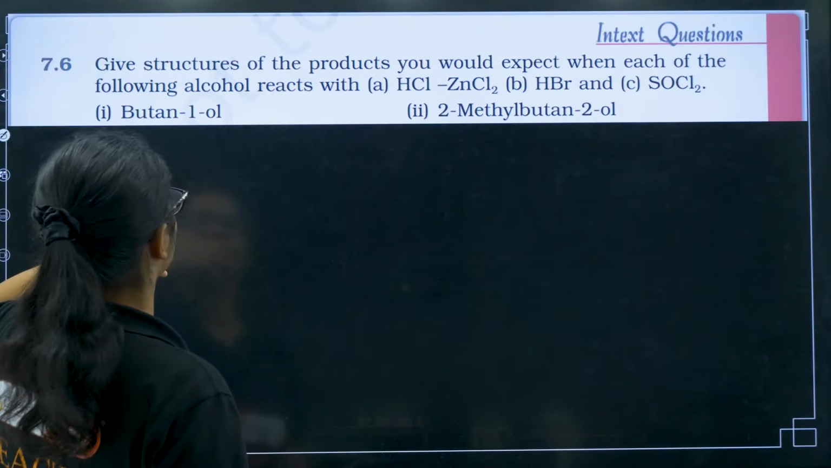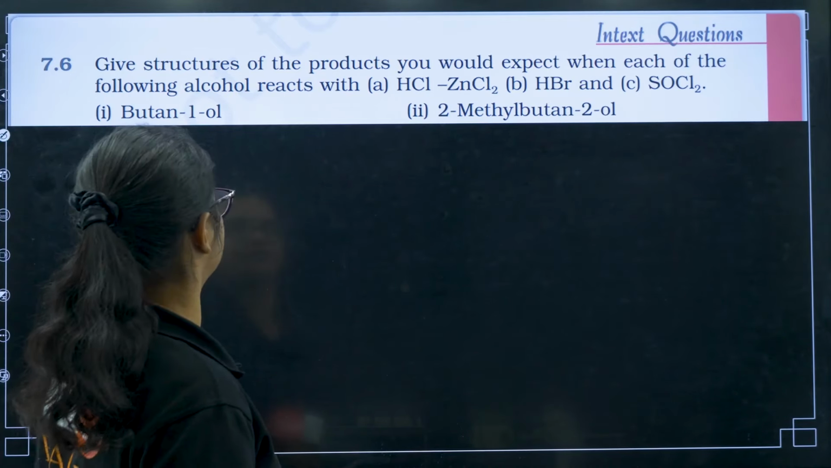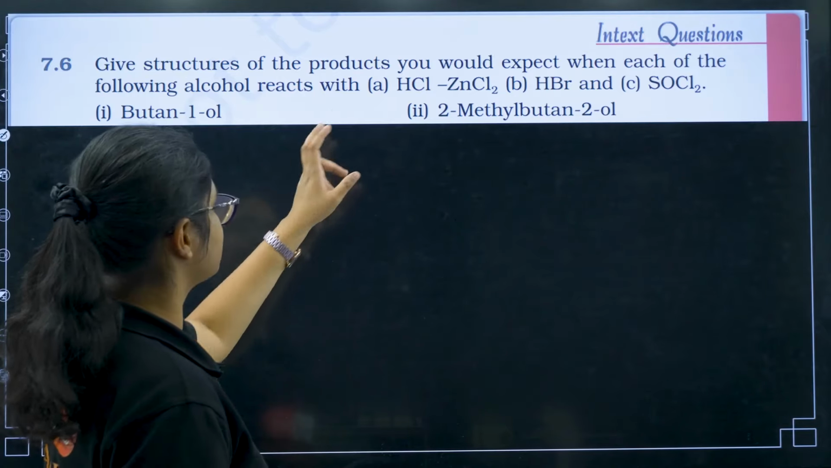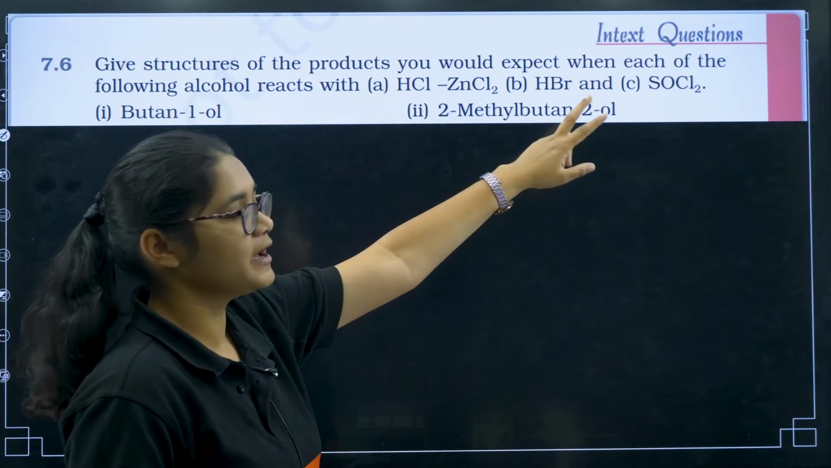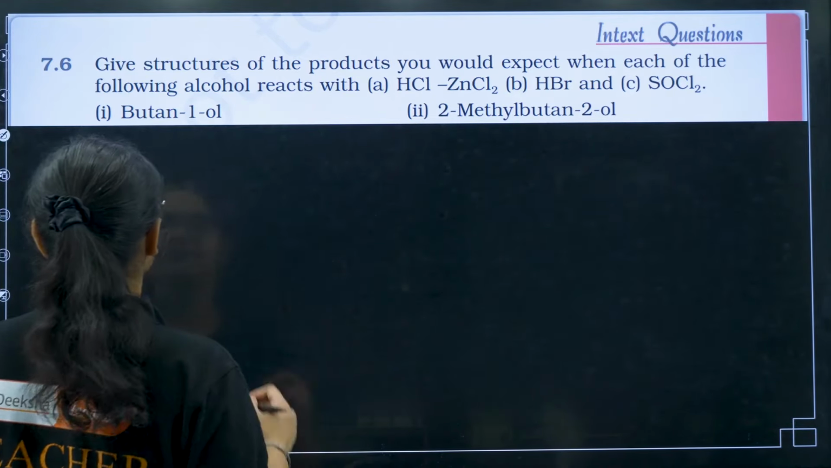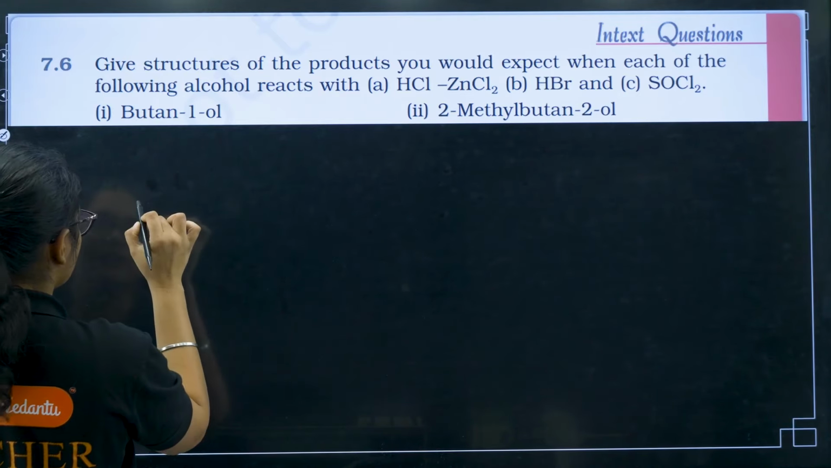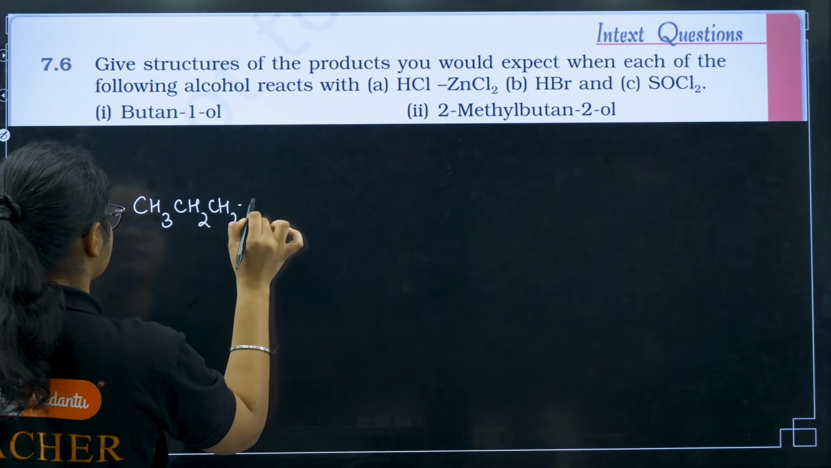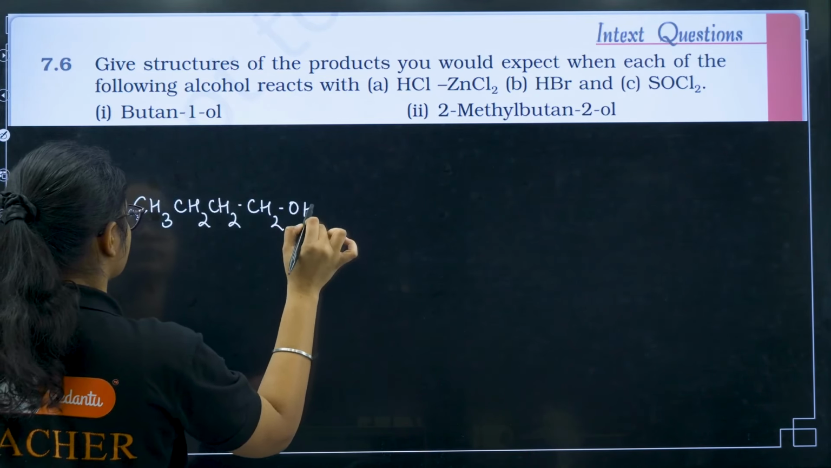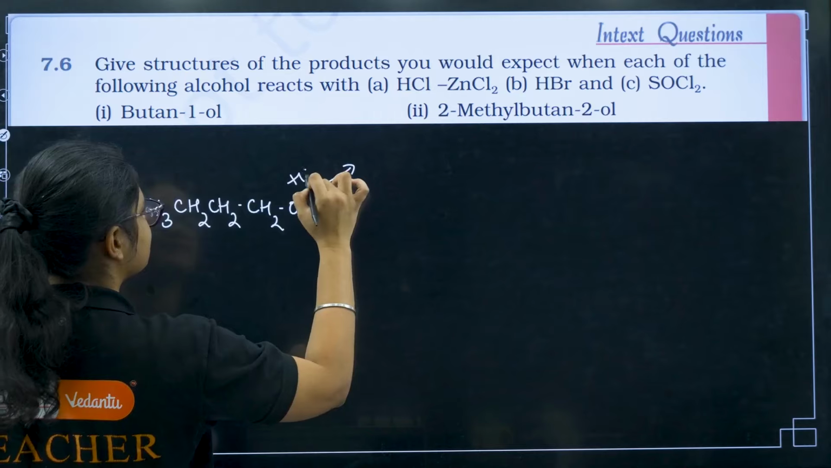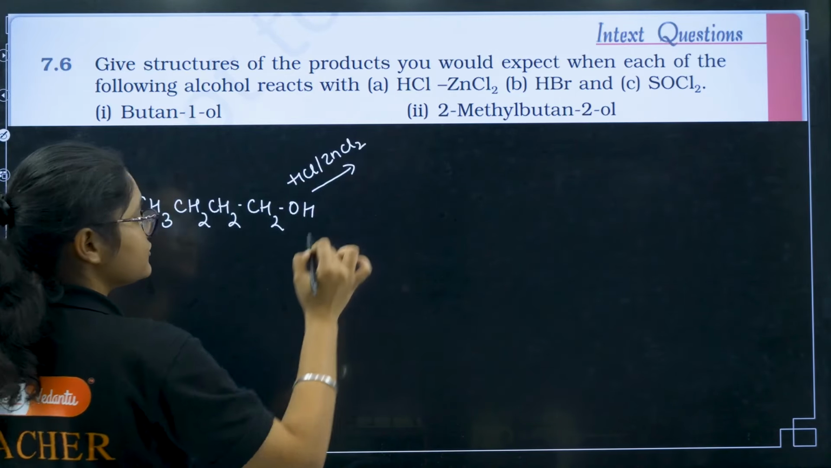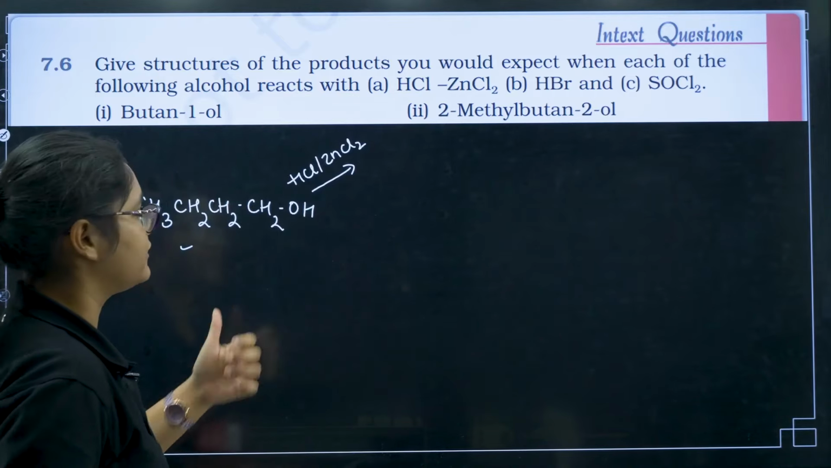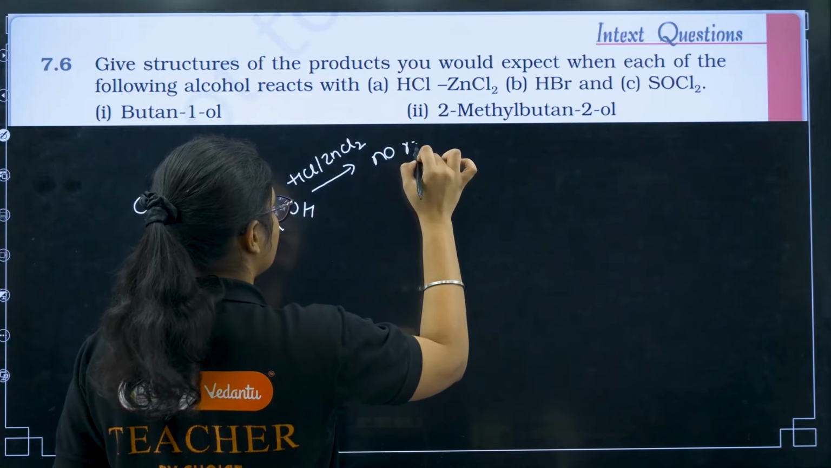Next, 7.3. I missed 7.4.5. Okay, fine, we'll do this question. Give the structures of the product you would expect when each of the following reacts with HCl/ZnCl2, HBr and SOCl2. I will do one product. First, if I have butan-1-ol, it is like this: CH3CH2CH2CH2OH. Now this one is reacting with HCl and ZnCl2. You remember, this is the Lucas reagent. Lucas reagent does not react with primary alcohols, so here there will be no reaction.